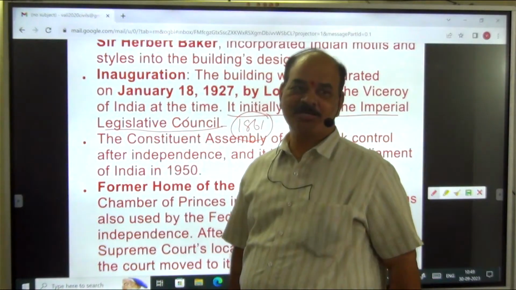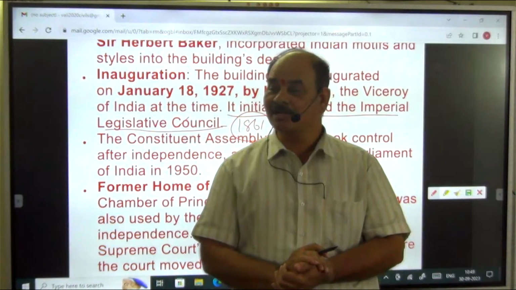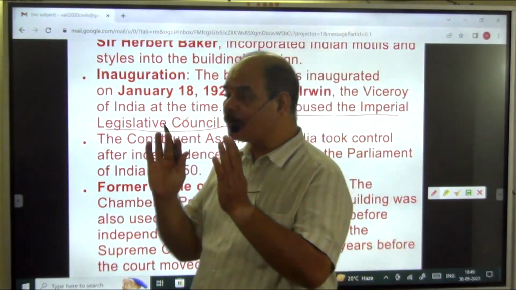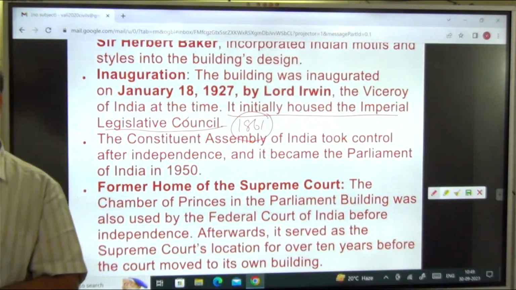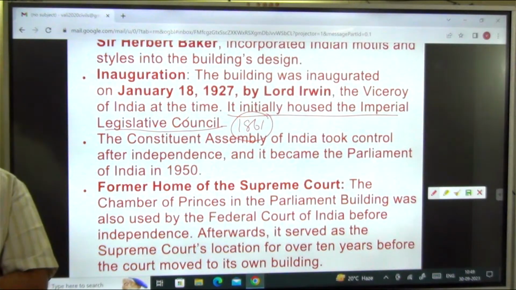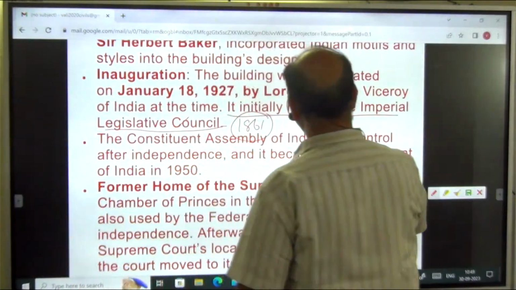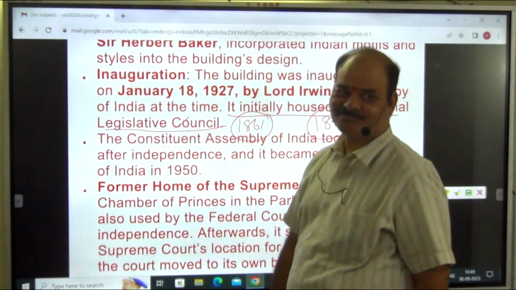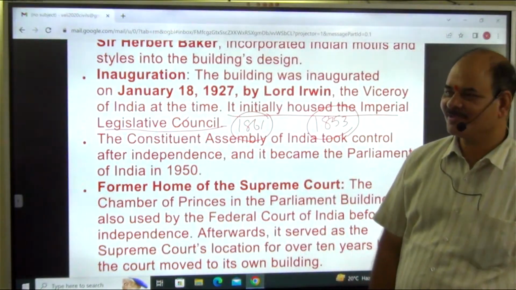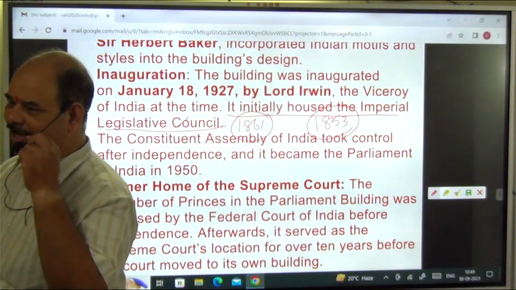Based on the provisions of which act was this Imperial Legislative Council established? Yes, the Charter Act of 1853. Is it Charter Act? Yes, it is the last Charter Act. Charter Act of 1853.